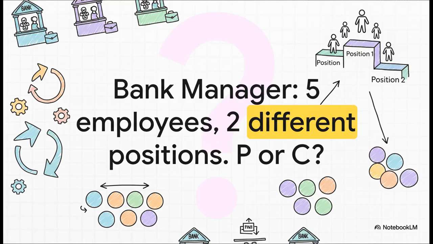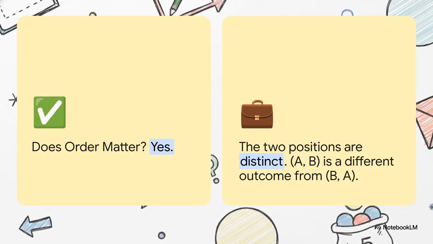So what's that one question we have to ask ourselves? Come on, you know it. Does the order matter? Yes, 100% yes, it matters. Being the head of loans is not the same thing as being the head of customer relations. So putting employee A in loans and employee B in relations is a completely different business outcome than putting employee B in loans and employee A in relations.